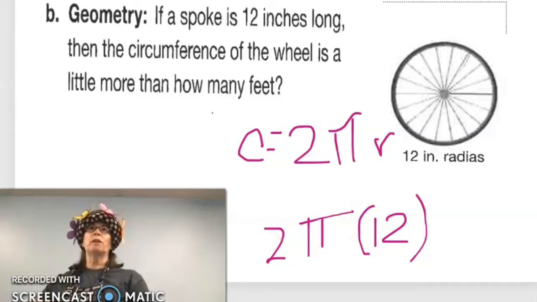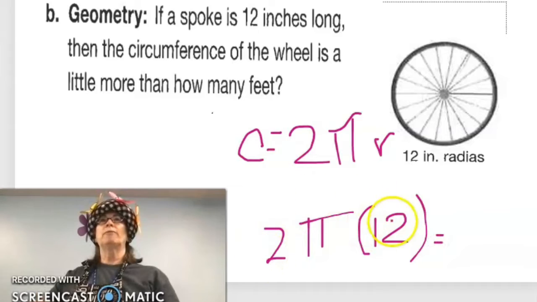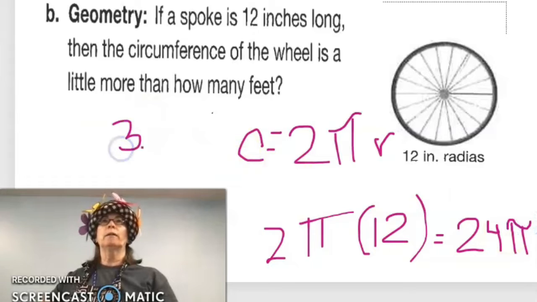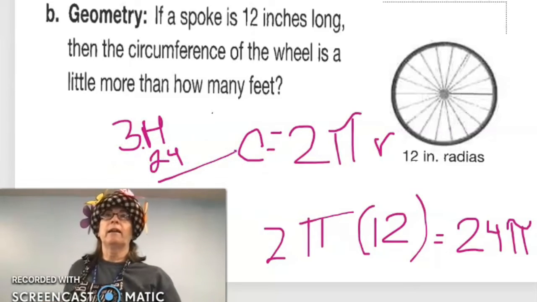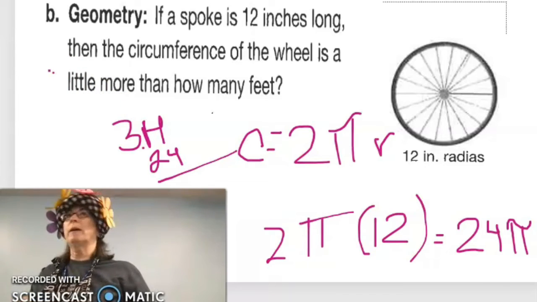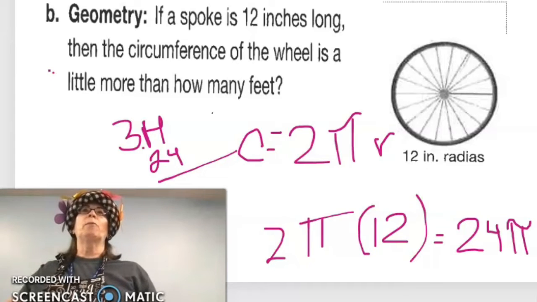So if we were going to leave it with pi, it would be what? 24 pi, right? That's what I'm trying to get you to say. 24 pi, if you left it in pi, but we're not going to leave it in pi. We're going to say pi is 3.14. So who can give me what 3.14 times 24 is? Who can do that one very quickly? I can have 2 people up on the board and see who gets it first.